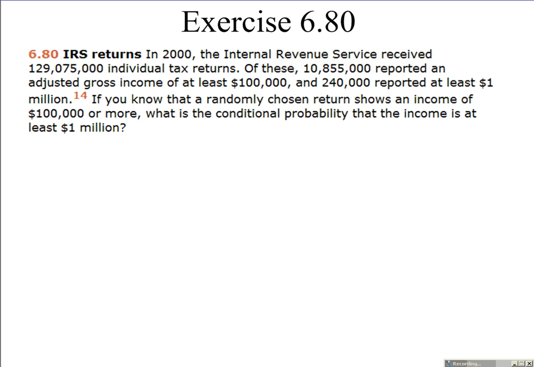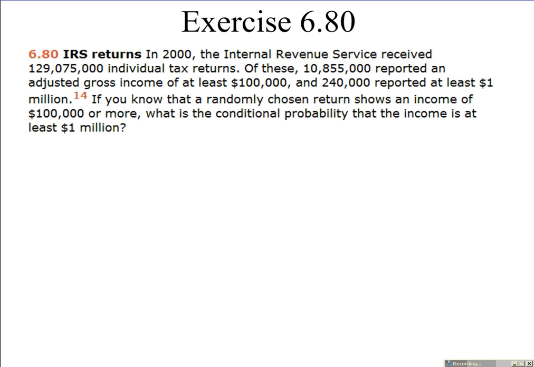In 2000, the Internal Revenue Service received 129,075,000 individual tax returns. Of these, 10,855,000 reported an adjusted gross income of at least $100,000. 240,000 reported at least 1 million. If you know that a randomly chosen return shows an income of $100,000 or more, what is the conditional probability that the income is at least 1 million?